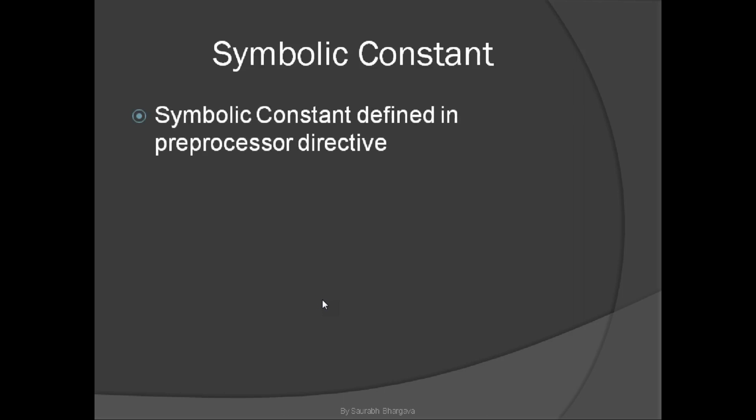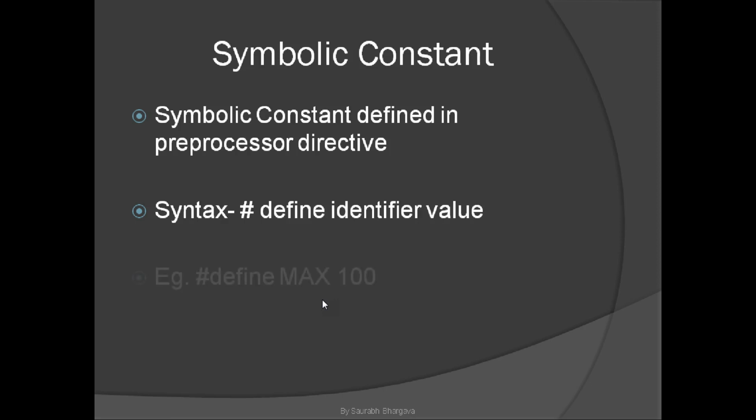A symbolic constant is defined in the preprocessor directive. A symbolic constant can be written as #define identifier value: #define, the identifier name and its value. The value is the replacement text. For example, #define MAX 100. MAX value is 100, so it's a symbolic constant. Wherever in the program we write MAX, its value will be replaced with 100. So this is a symbolic constant.